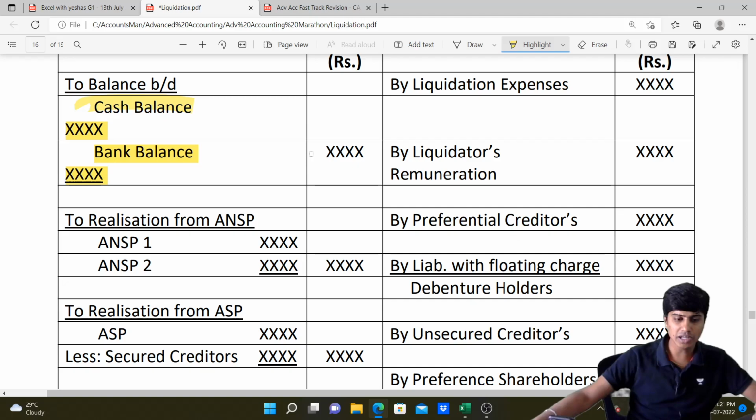So then we go down and pay our liquidation expenses first, and then we pay liquidators remuneration. After we pay liquidators remuneration, we pay preferential creditors, debenture holders, unsecured creditors, preference shareholders, and then finally equity holders. So let's see. We pay preferential creditors, and after that we pay liabilities with floating charge, that is our debenture holders, for their nominal value, interest till redemption date, as well as premium on redemption. Then we pay unsecured creditors, then preference shareholders. Finally, if anything is left, it will be given to equity shareholders.